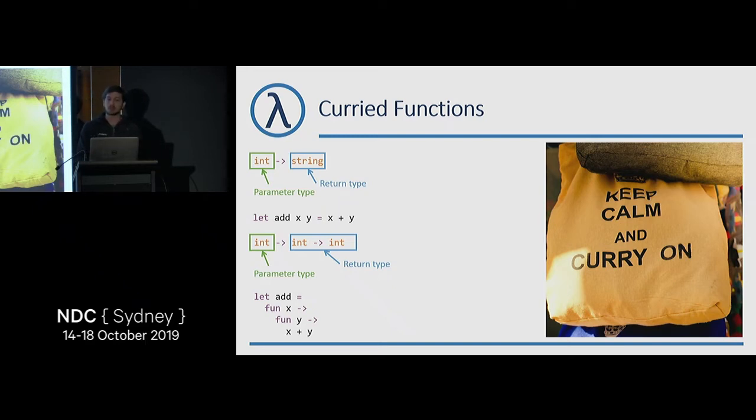Now, the currying name, if you're wondering where that came from, comes from an American mathematician named Haskell Curry, and it's not the food, unfortunately. The programming language Haskell was also named after Curry, and Curry was best known for his work in combinatorial logic.